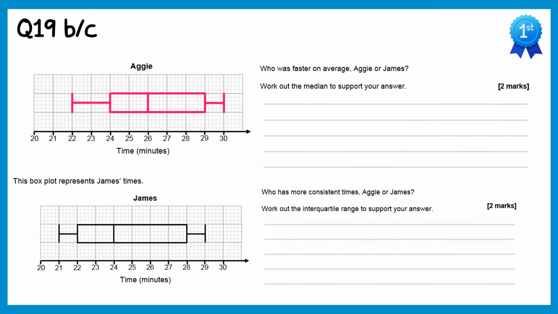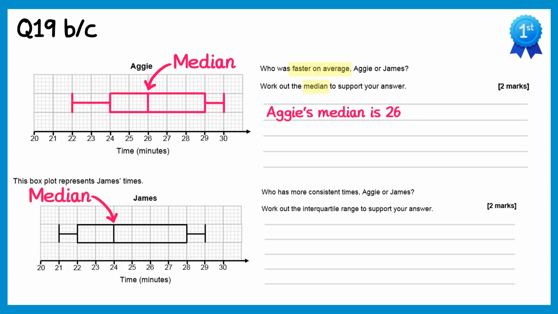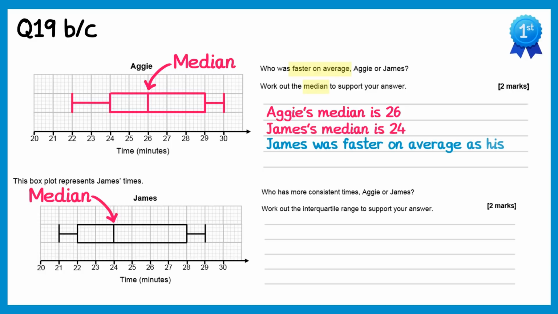For the next question, we need to decide who was faster on average, and we need to use the median to support our answer. So if we look at Aggie's median first of all, that's 26 minutes. And then if we look at James's median, that's 24 minutes. This tells us that James was faster on average as his median was lower.